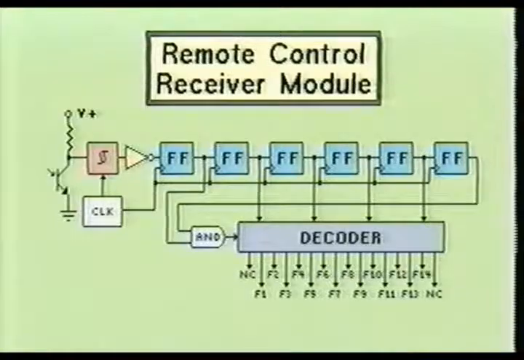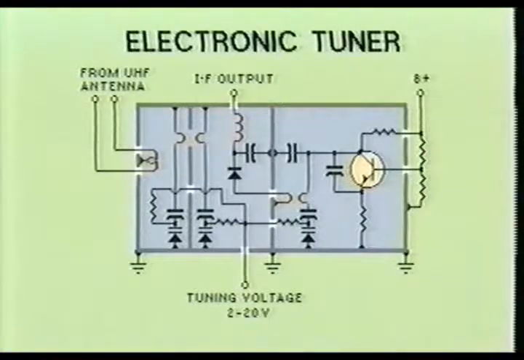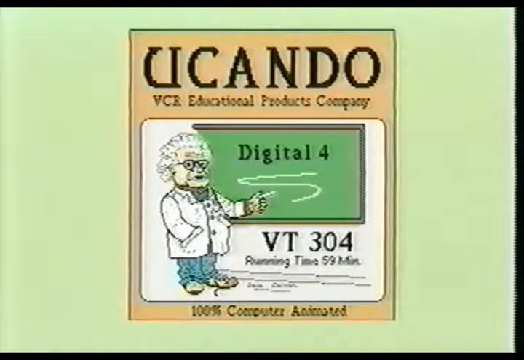Now that we understand how infrared decoding works within the television receiver, let's couple this with our knowledge of the electronic tuner. As you may recall, the electronic tuner is adjusted in frequency by varying its tuning voltage. In many modern television receivers, a method of stepped tuning is used to place the electronic tuner at the selected TV channel. This is generally accomplished by a digital to analog converter. For more information about digital to analog converters, review your You Can Do Digital 4 video, VT304.